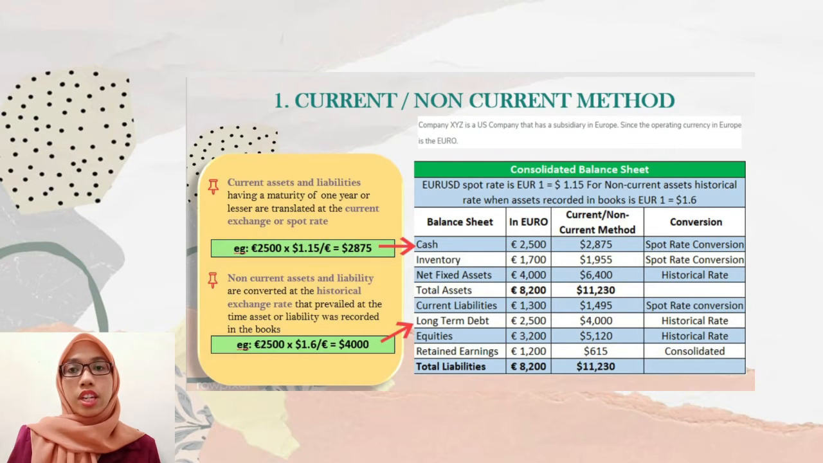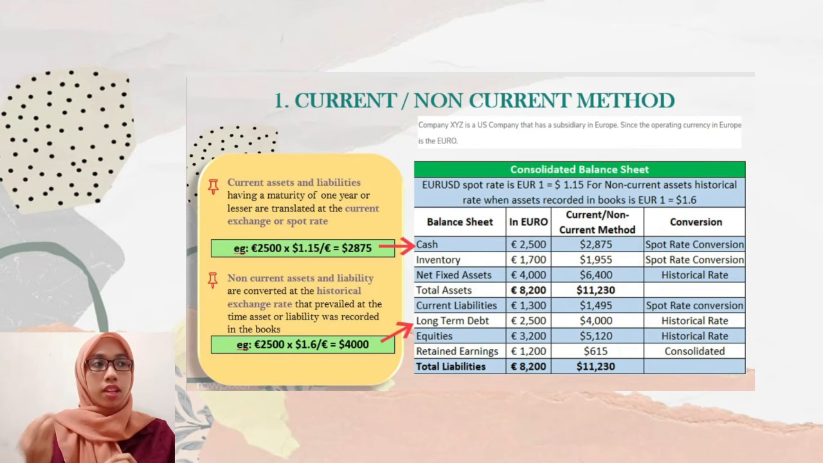Non-current assets and liabilities are converted at the historical exchange rate that prevailed at the time the asset or liability was recorded in the books. Since long-term debt is non-current, we multiply by the historical rate given, so the answer is $4,000. Under this method, a foreign subsidiary owning current assets in excess of current liabilities will incur a translation gain if the local currency appreciates.